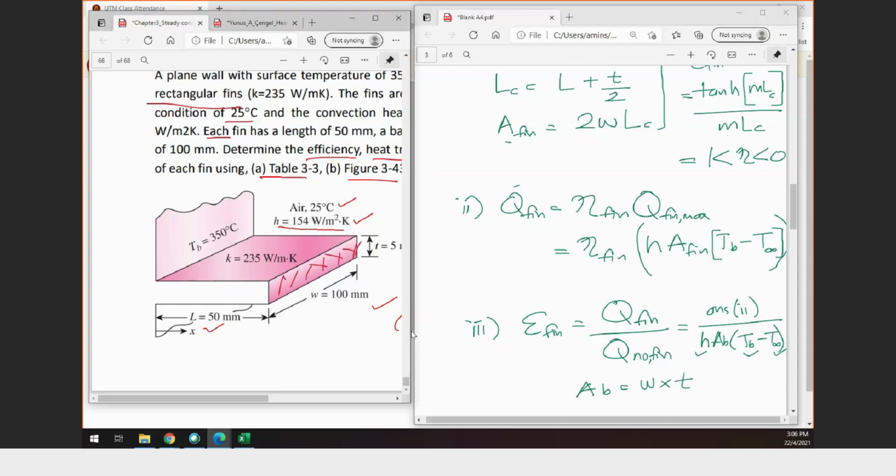Okay, because this is the AB, at this section. At this section is AB, not here. AB is in here. What I want to say is the area can be calculated if you know the width and the thickness. Okay, same h value and same for the temperature, then you can get the fin effectiveness.